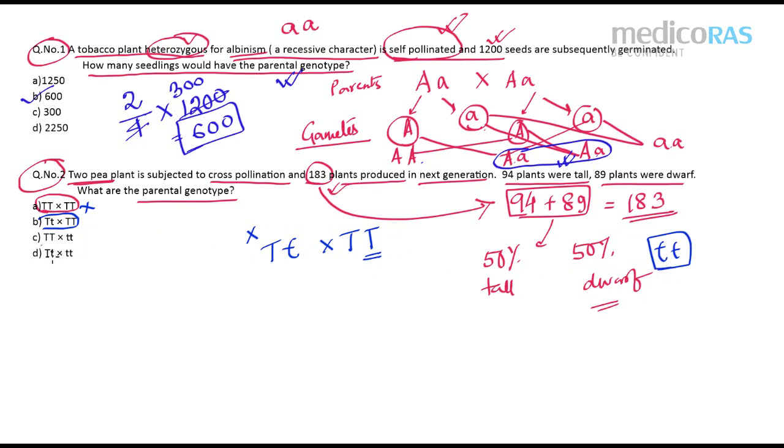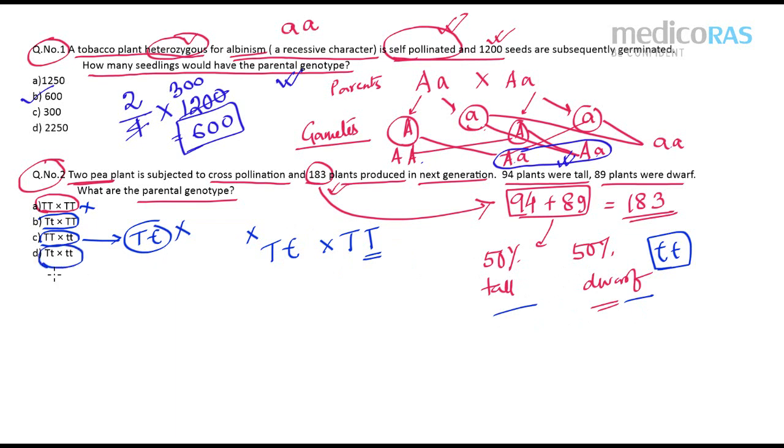Fine. Again, you see here we have a little hope that we can get the answer, but the condition is that if we do the cross, then only we can get this type of progeny. That means we are not going to get two progeny, tall and dwarf. We are getting only one progeny, and that is tall. So this option is not applicable.